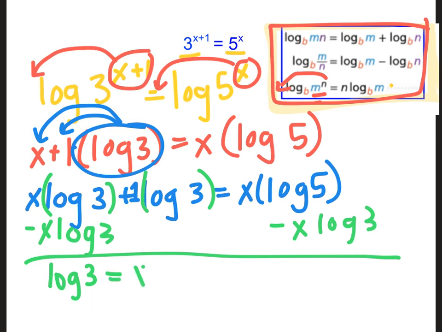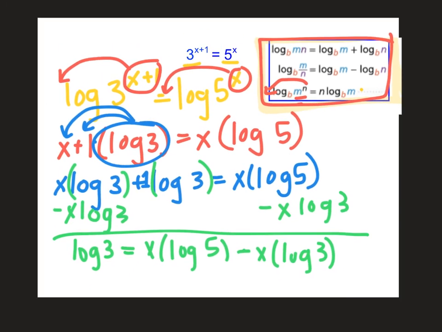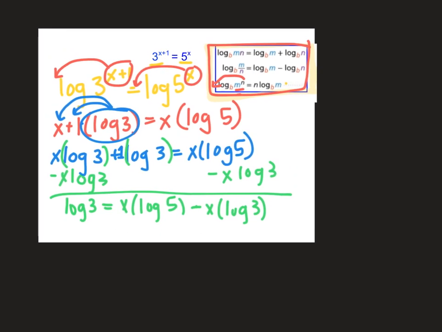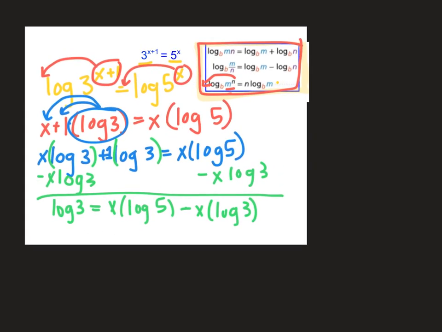So that equals x times log of 5 minus x times the log of 3. I'm going to shrink my screen a little bit. Notice that on the right side, we have two x's, one in front of the other.